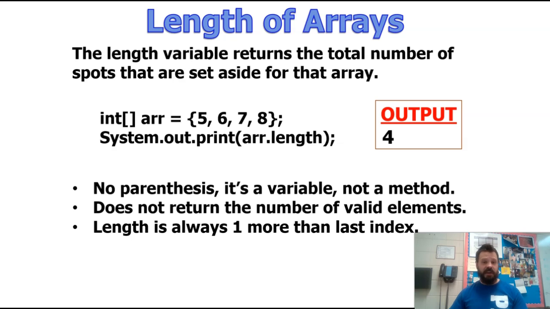Okay, now a few things about that. There's no parentheses next to the length here, like there is with strings. Technically with strings, the .length is a method. Here it's a variable stored by that array as an object, not a method. Now it does not return the number of valid elements, which will be something we'd look at when we're dealing with objects. And then also a reminder, the length is always 1 more than the last index. Since arrays are 0 indexed, we start counting at 0, so the length will always be 1 more than that last index.